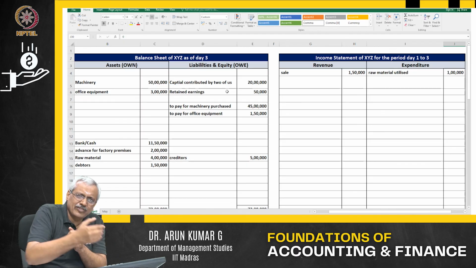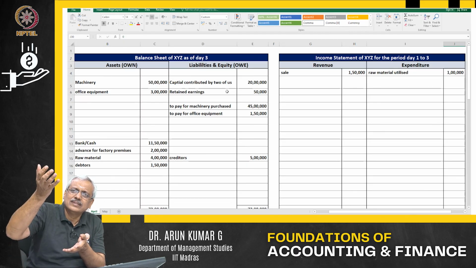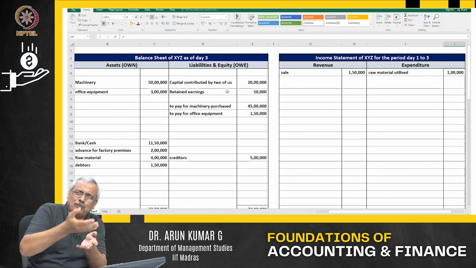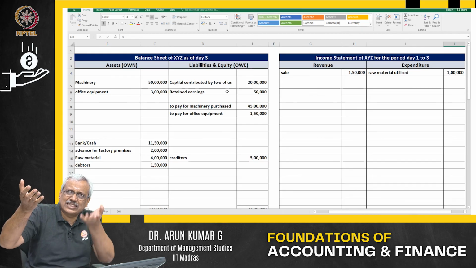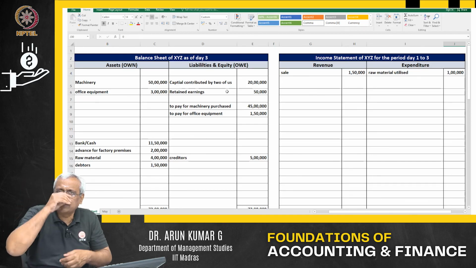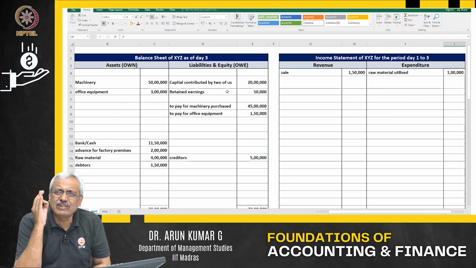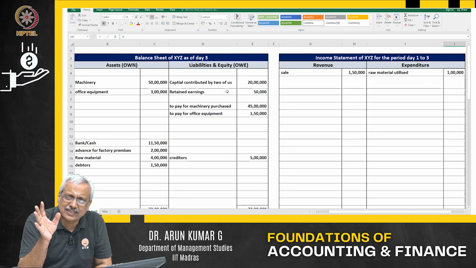When I buy office equipment, what is happening? Asset is increasing. And if I have paid, my cash has gone down. Because I have not paid, my liability increases. In this case, partly I have paid, so cash is going down, and partly my liability is increasing. So what happens? Every transaction will always have a minimum of two parts.